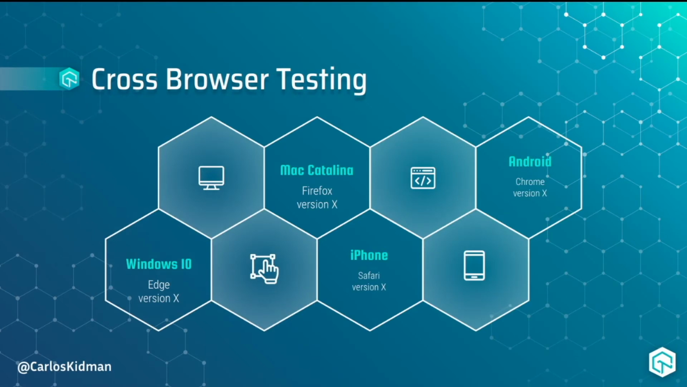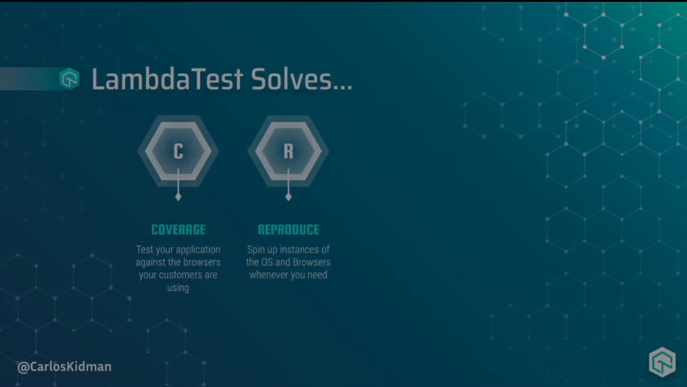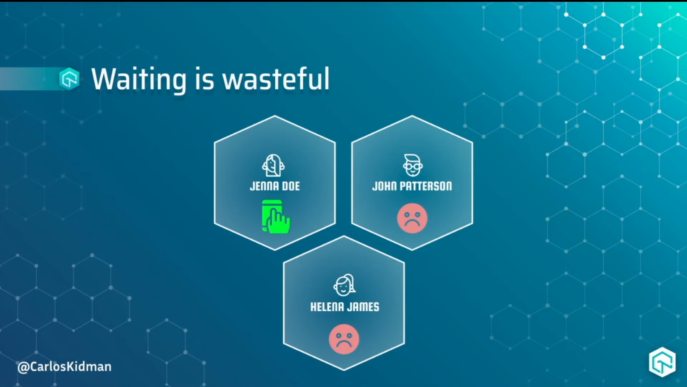LambdaTest can spin up any OS and browser combination you need on the fly, so you can test what you want, against what you want, whenever you want. Which brings me to the next problem LambdaTest solves: reproducing these environments. If there is only one Android device for the team to use, then only one person can test at a time. All that waiting is wasteful. LambdaTest can spin up as many instances as you need, so your environment doesn't become a bottleneck anymore.